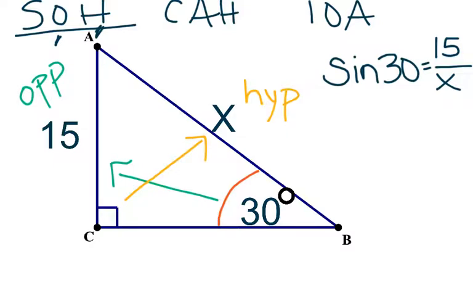Give me at least 2 decimal places. And also, you can do these in just a regular scientific calculator. A calculator on your phone, just turn it sideways. So the sine of 30 is equal to 0.5, so that equals 15 over x.